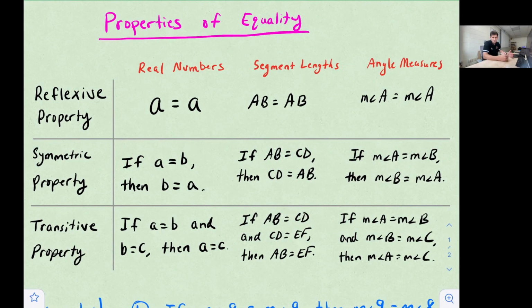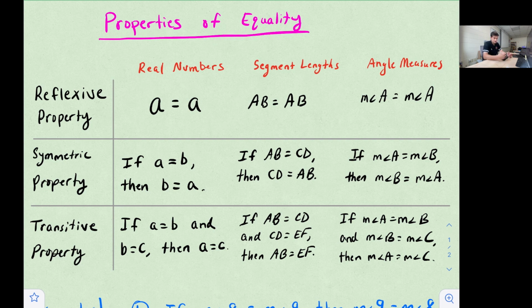When we begin talking about writing proofs in geometry, it's good for us to understand properties of equality. And there are quite a few, and a lot of them we learned in Algebra 1: addition property, subtraction property of equality, multiplication, division, distributive property, all of those things. But three important properties that we use pretty much all throughout geometry are these three properties of equality that we see right here: the reflexive property, the symmetric property, and the transitive property.